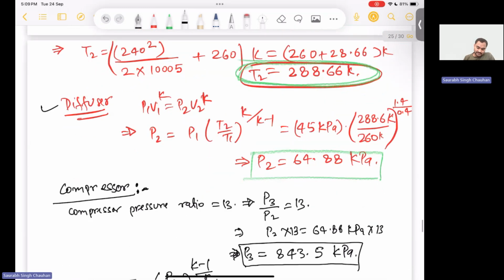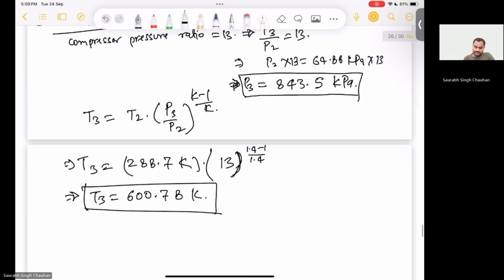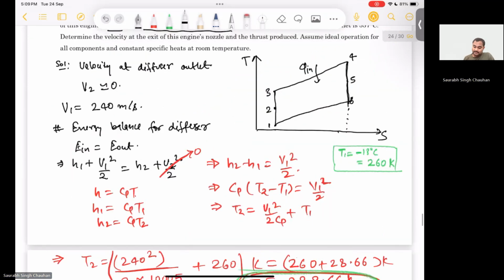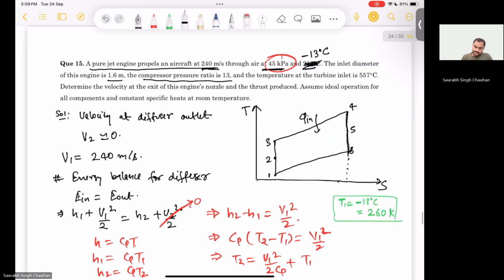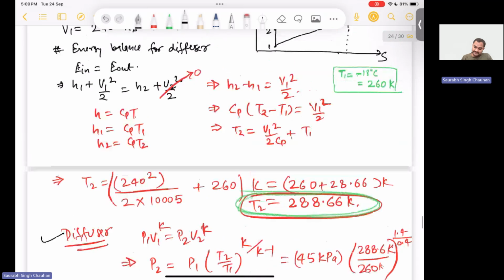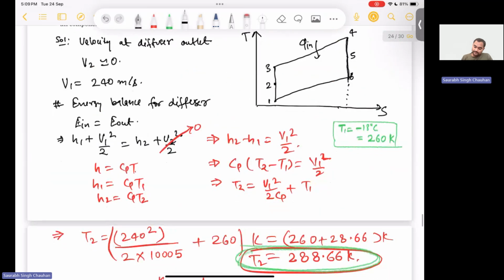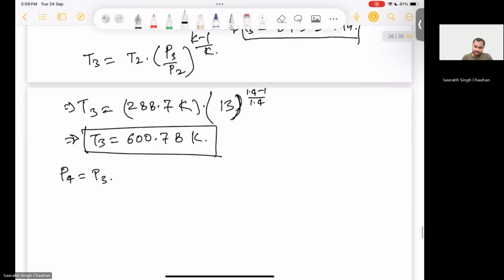So we had the diffuser, we had the compressor. So after the compressor, we have the boiler, sorry, the combustion chamber. Okay. But combustion takes place at constant pressure. So pressure at point 4 will be equal to pressure at point 3. So P4 will be equal to P3. Okay, so then we have the turbine.